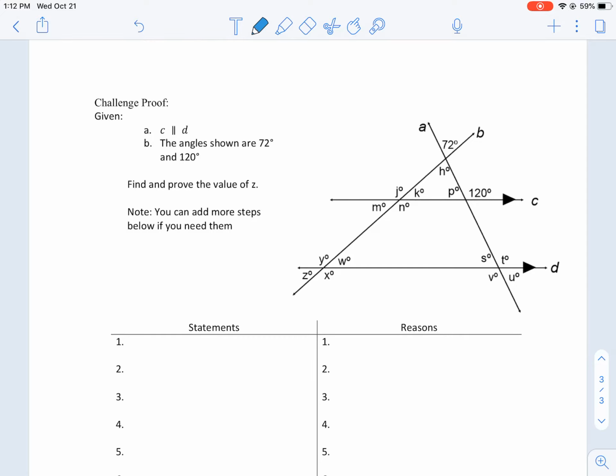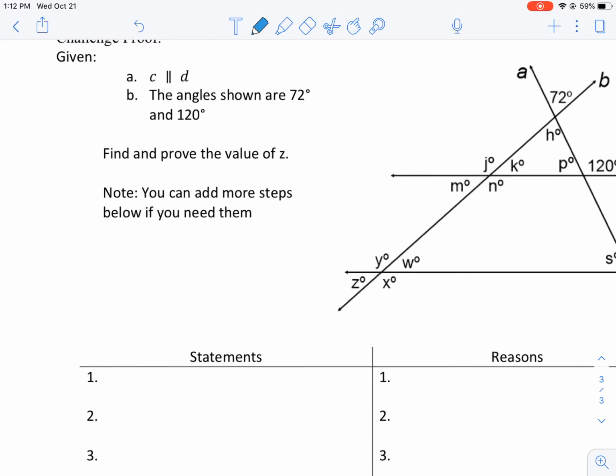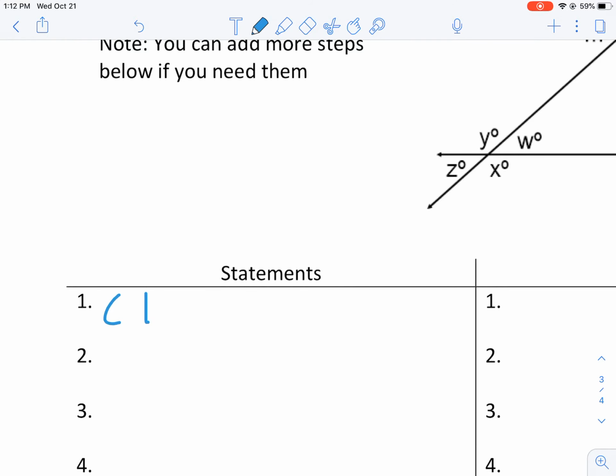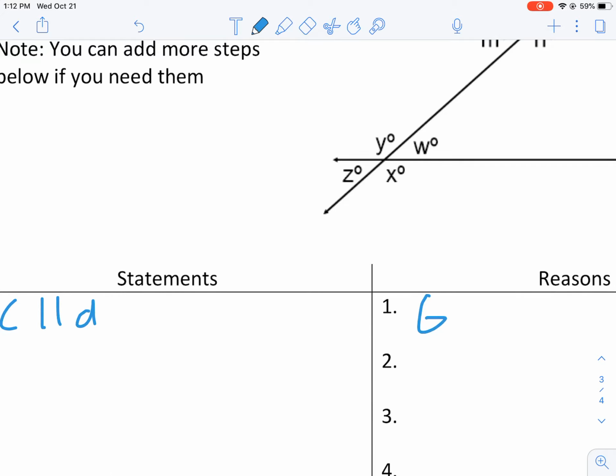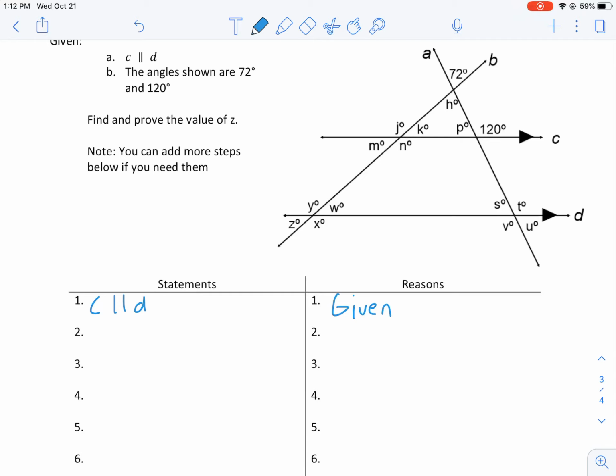So we're gonna start out with here, so this is kind of a weird given. They told us that C is parallel to D, all right? That's what those two vertical lines mean. They mean parallel. They also said the angles shown are 72 and 120. That's kind of a weird thing to write, so I'm actually not going to write that in the proof. You can get it from the picture, okay?